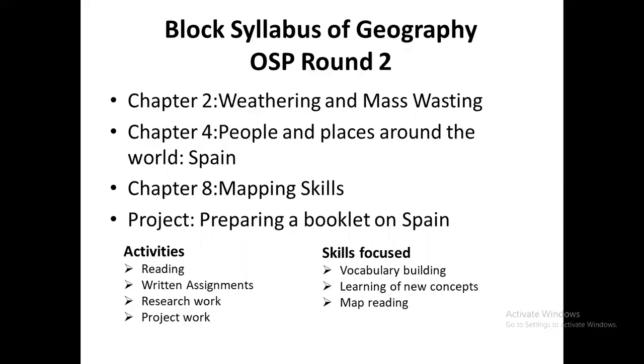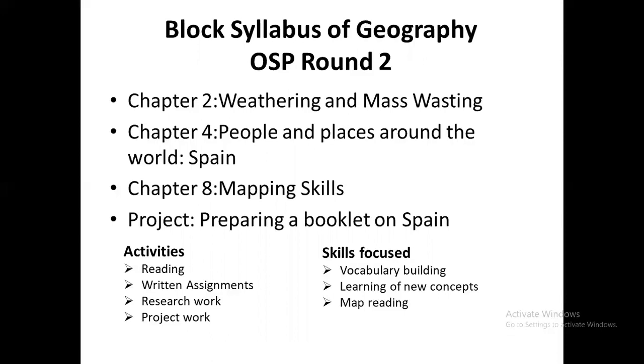Okay, this is your block syllabus for geography. In round 2 you will be studying the following chapters. These include chapter 2, weathering and mass wasting, and chapter 4, people and places around the world. The special focus of this chapter is on Spain. The next chapter you will study is mapping skills, in which you will study about different types of maps. You also have a project included in this round, on which you have to prepare a booklet on Spain.